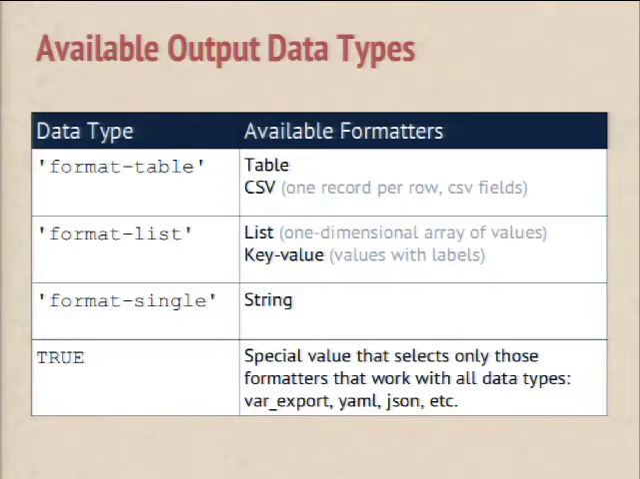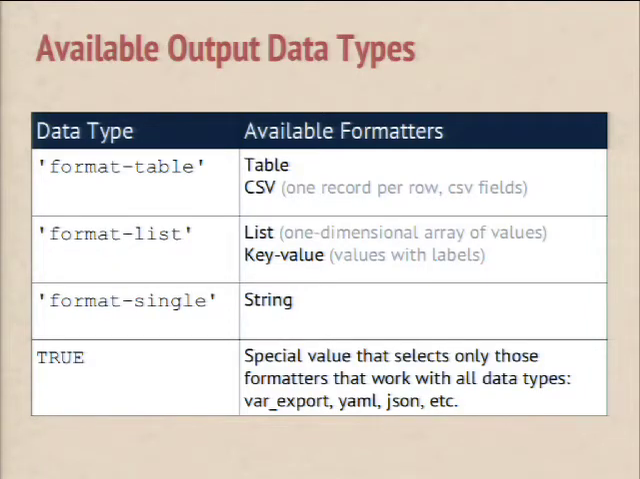Then there's also one funny data type. If you want to say that your data structure is just weird and it's not usable by any of these other format types, but you do want to be able to format it with var export, YAML, JSON, and so on and so forth, then you just set the output format type to true, which somewhat regrettably is how you get into this situation. But the reason for this is if you don't specify the output format at all, then you're just telling Drush that you can't predict what your output is going to look like, and the user is then allowed to select any formatter, some of which might give you runtime errors if it can't render the output that the command produced.